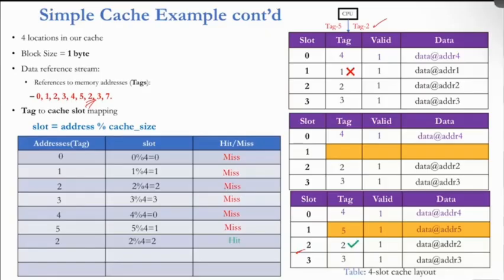Next, requesting a piece of data from block 3. Which slot is assigned for block 3 in the cache memory? It is the third slot. Then the incoming tag is compared with the stored tag. The incoming tag matches the stored tag, so again there is a cache hit. Right?